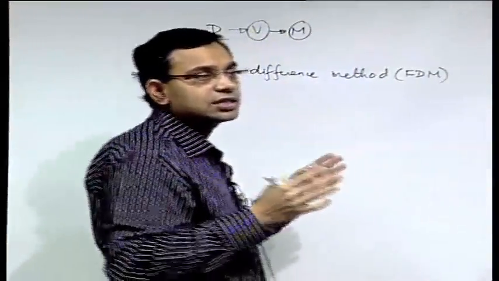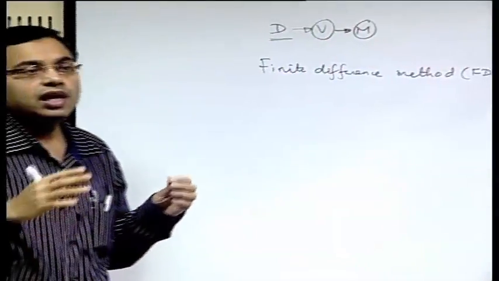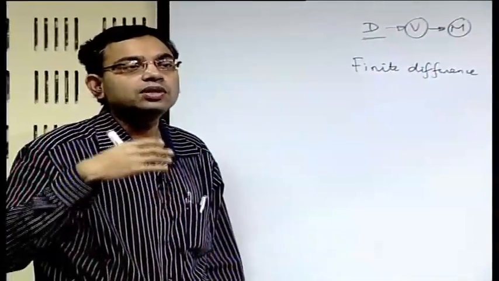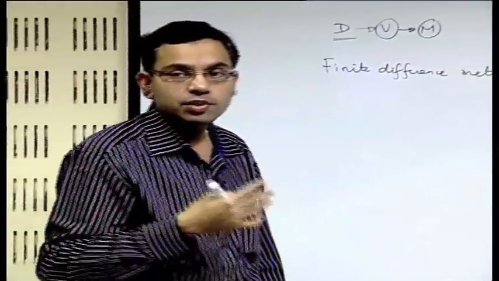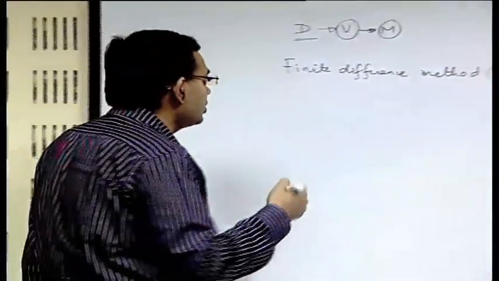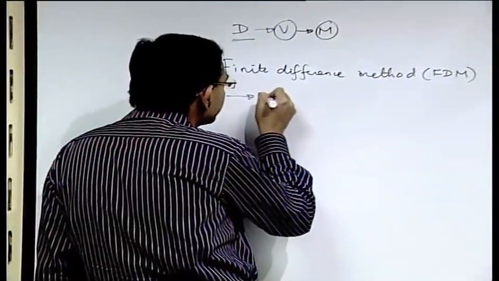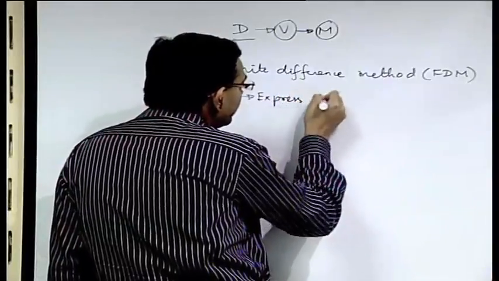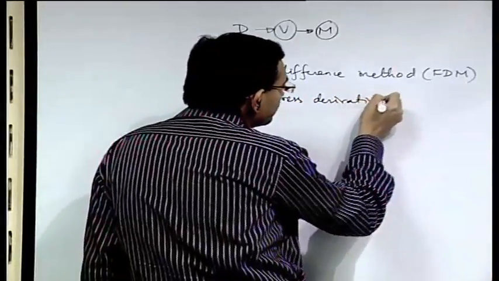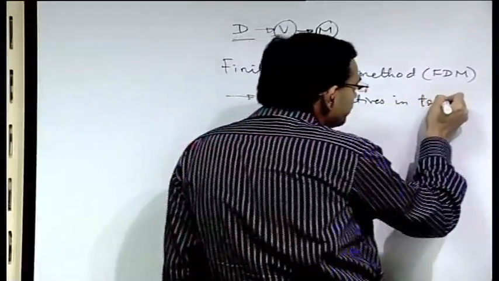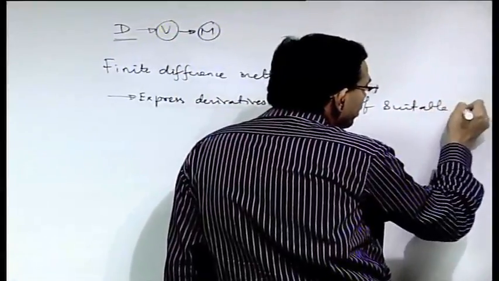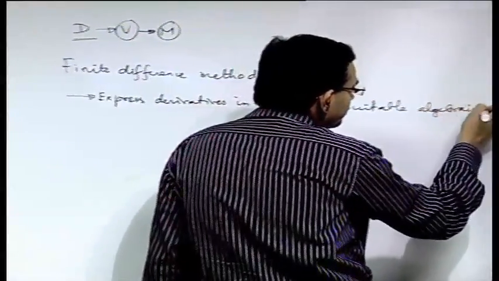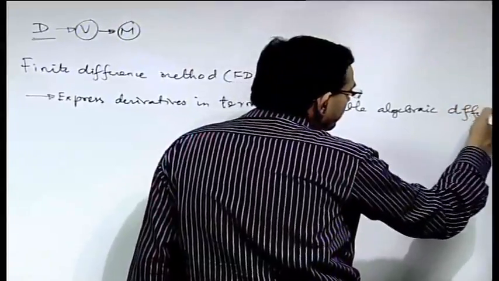In the D form there are expressions for derivatives, and we express the derivatives in terms of suitable algebraic differences by using the Taylor series expansion. That is the basic philosophy of the finite difference method. So, express derivatives in terms of suitable algebraic differences by using Taylor series expansion.